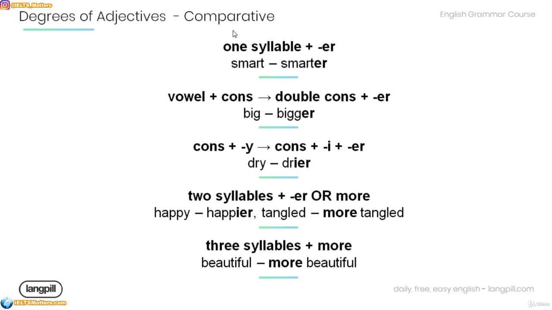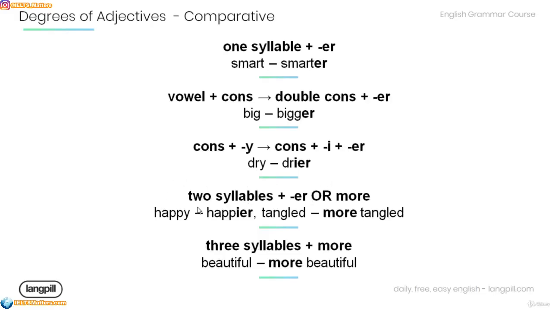Now, when an adjective has one syllable, we simply add er to form the comparative. For example, smart, smarter. And when an adjective ends with a vowel plus a consonant, we double the consonant and then add er. For example, big, bigger. And when an adjective ends with a consonant plus a y, we keep the consonant, then change y to i, and then add er. For example, dry, drier.